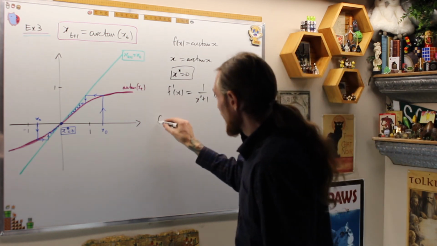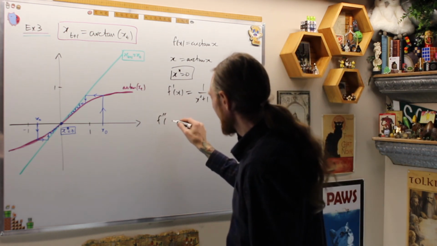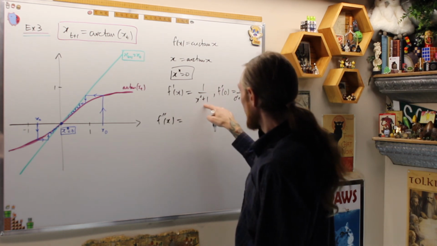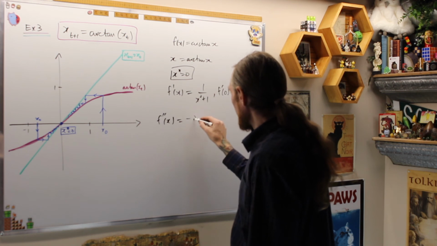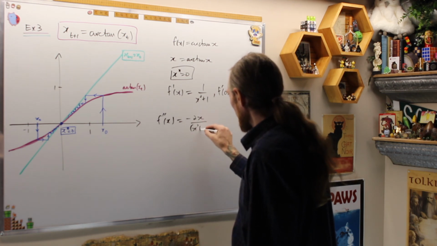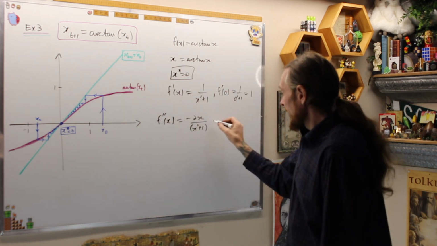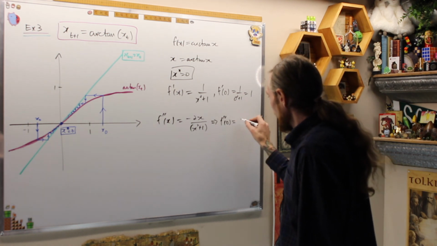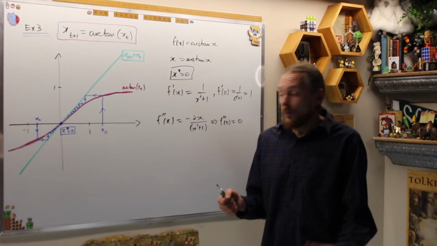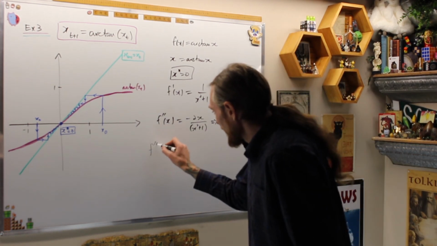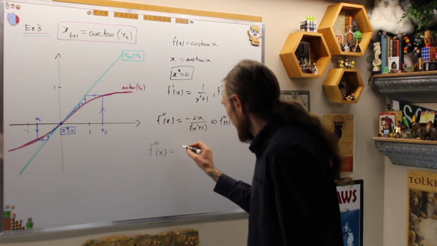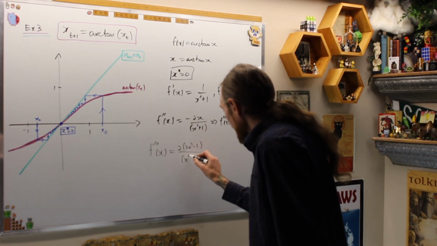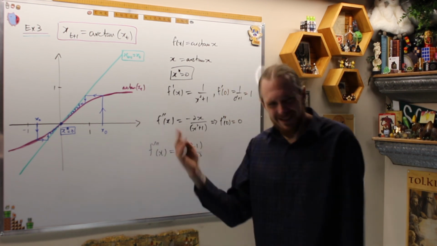That means I need the second derivative. The second derivative is going to be the first derivative of this, which will be negative 2x over x squared plus 1 squared. When we put that in there, I get f double prime of 0 equals 0. Therefore, what do we need? We need the third derivative. f triple prime of x is 2 times 3x squared minus 1 over x squared plus 1 cubed. I calculated these ahead of time.